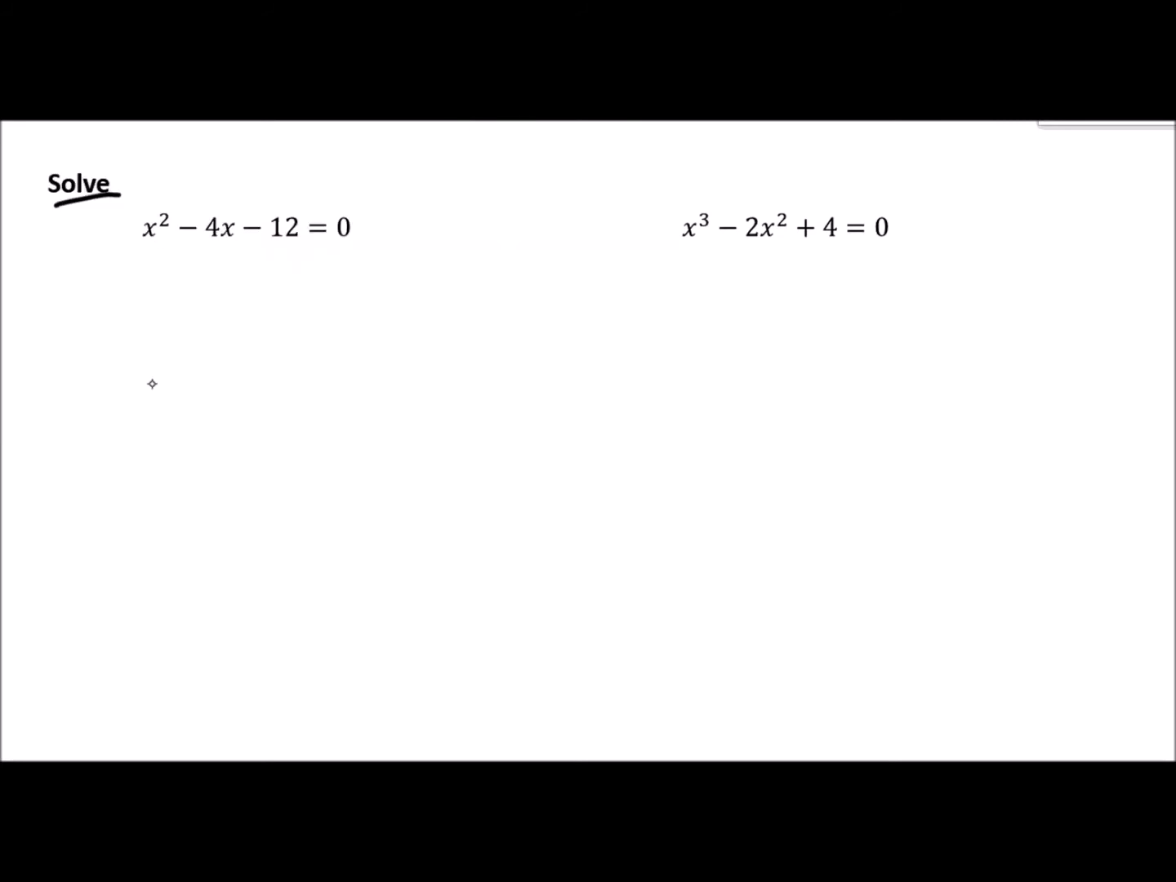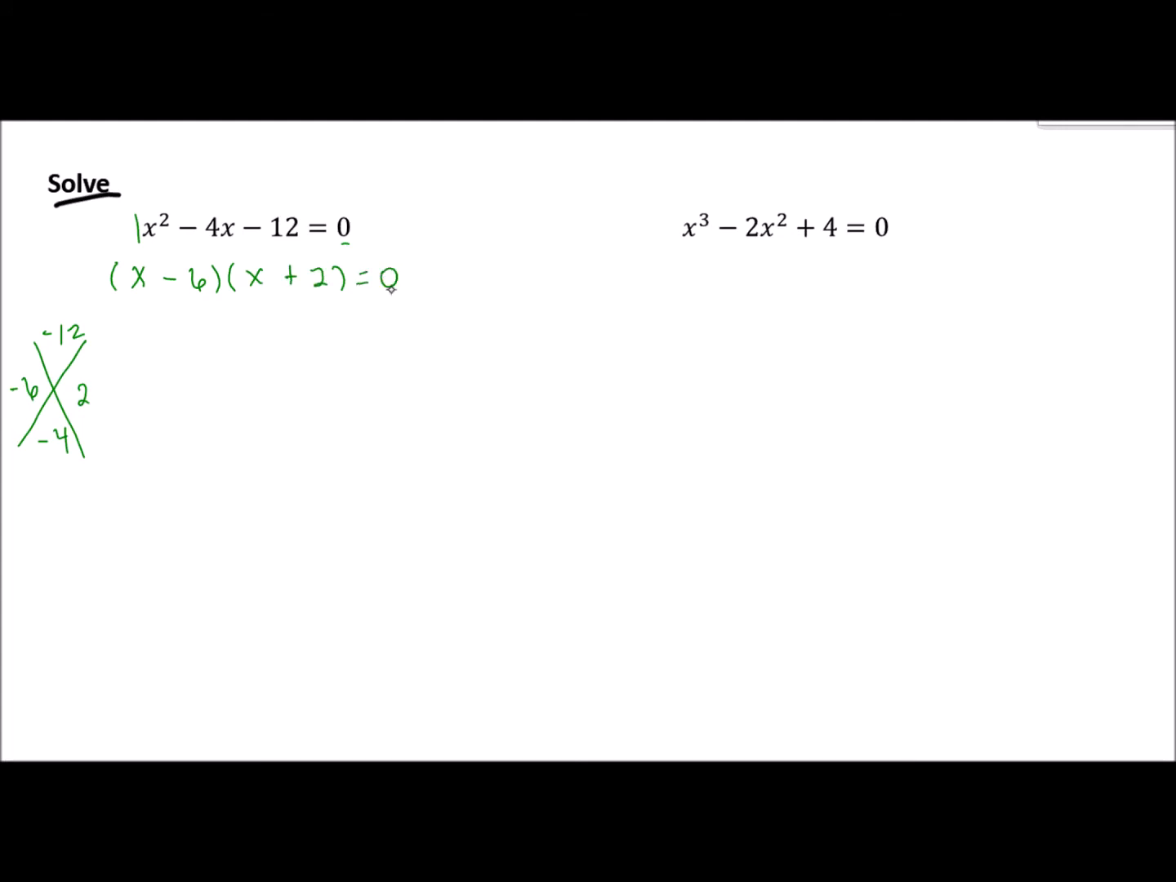This is a quadratic. Make sure it's set equal to 0. Then we're going to try and factor. It's a trinomial. There was no GCF. It's a trinomial, 3 terms, leading coefficient of 1, so it's a nice easy one. Two numbers that multiply to negative 12 and add to negative 4. That is negative 6 and positive 2. So my factors are x minus 6 and x plus 2.